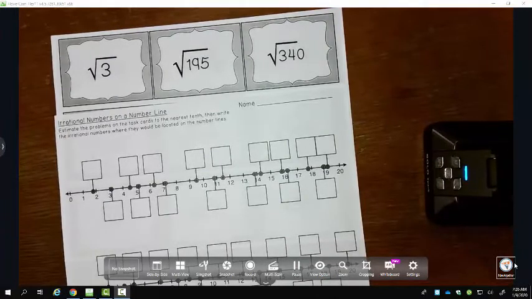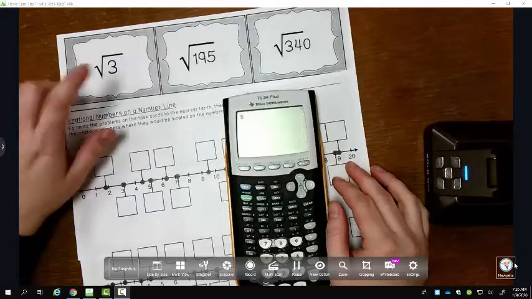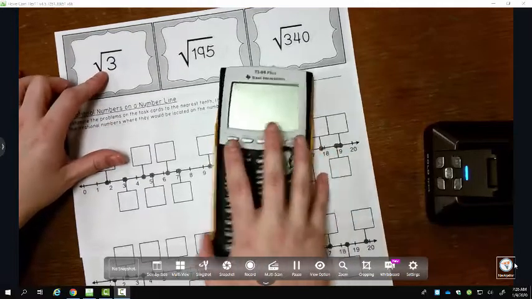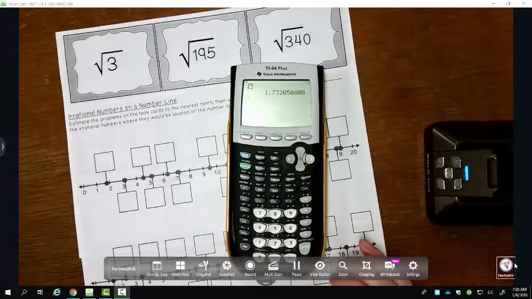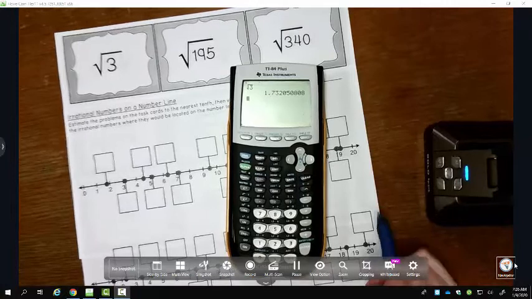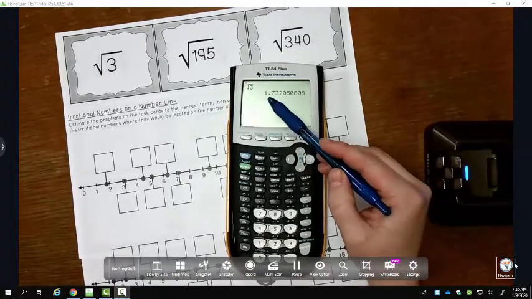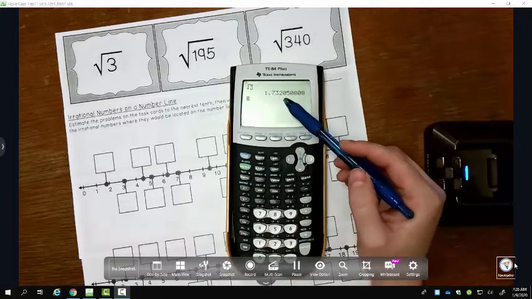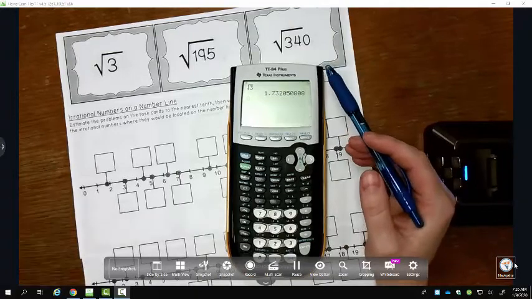So you have to figure out where on this number line these square roots would fall. First one is square root of 3. So we need to figure out what is the square root of 3. So that's 1.73. So this is in between the integers of 1 and 2. And because this is a 7, it's closer to 2.